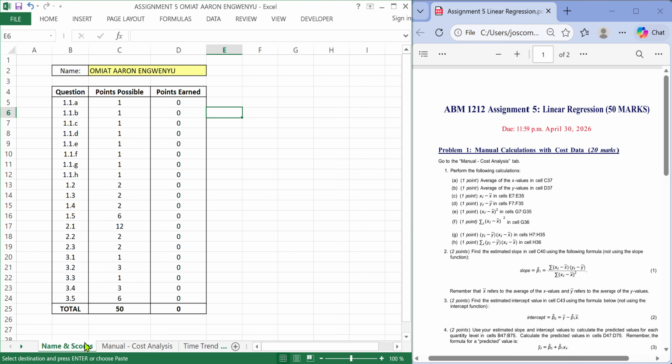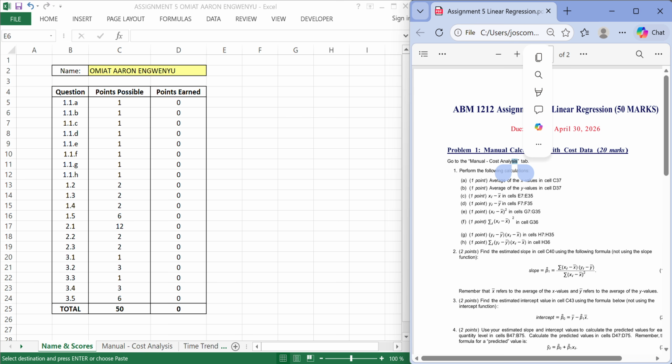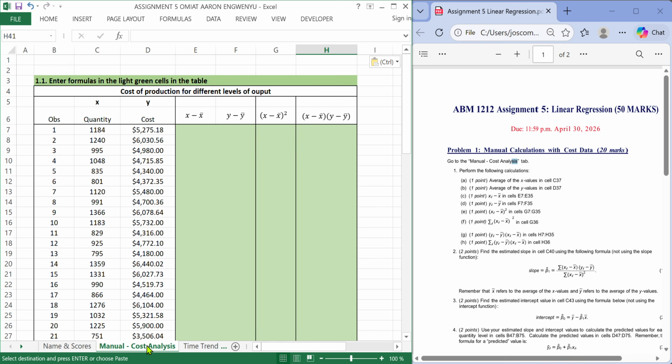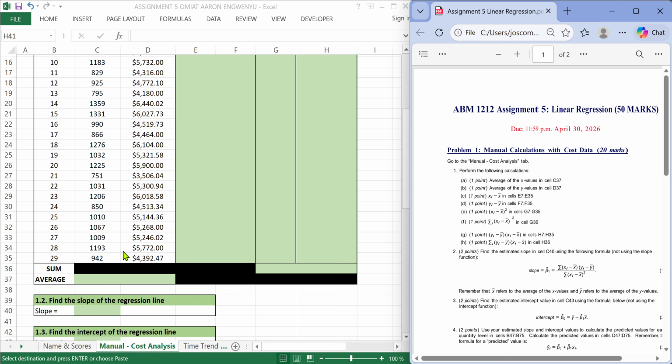So linear regression, we shall be looking at linear regression, and that is assignment 5. So going straight to problem 1, which covers manual calculations with cost data. So let's go to manual cost analysis, and they want us to calculate simple things. They want the two averages, let's start with averages quick.